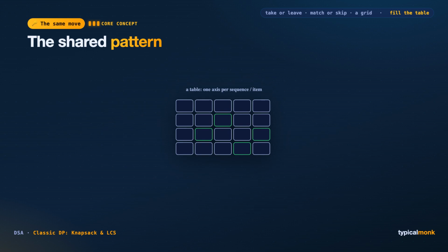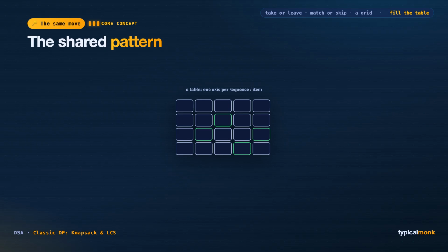Now for the payoff. The reason we studied these two together: they are, underneath, the exact same technique. Let us make that shared pattern explicit. In both problems, the natural way to organize the subproblems is a two-dimensional table, a grid. For the Knapsack, one axis is which items you are considering, and the other is how much capacity remains. Each cell holds the best value for that combination.